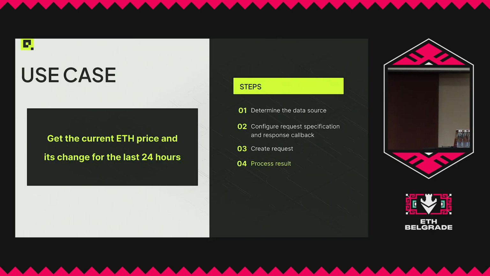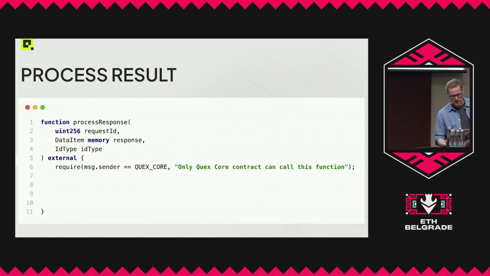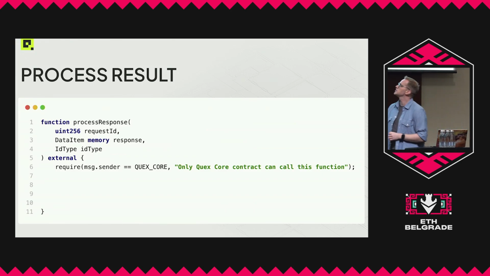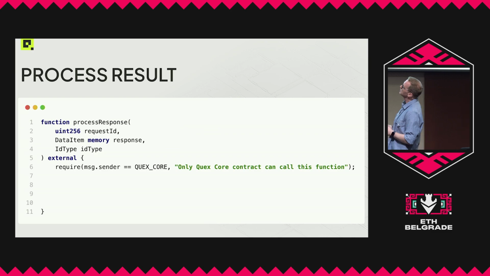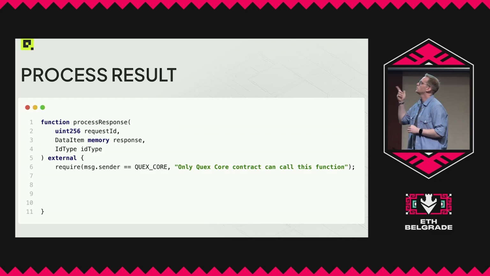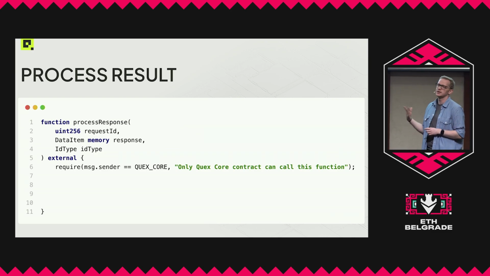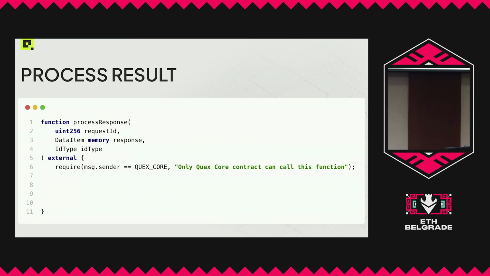And let's move to the last part of this usage example. We need to process the result. As a result, we will receive a request ID, we will receive a response, and we will receive an ID type. In our case, it will be a request ID because we use here the request callback model.